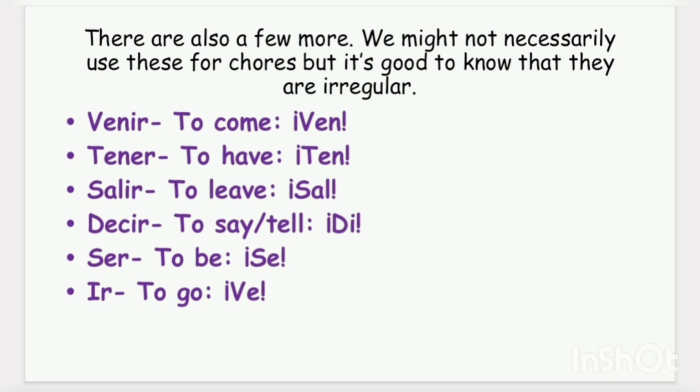So you want to tell your friend to come here, so that would be ven. You want to tell your friend to have something, that would be ten. You want to tell your friend to leave, that would be sal. You want to say to your friend, tell me the truth, or say it, that would be di. You want to tell your friend to be something, like be a firefighter, etc., then that would be sé. And to tell your friend to go, that would be ve.